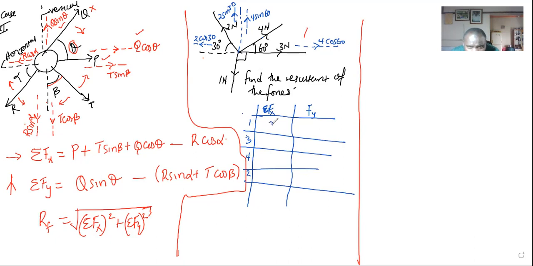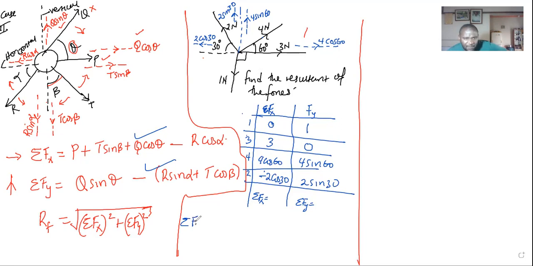For 1, in the horizontal it is 0. In the vertical it is 1 because it is acting only in the vertical. For 3, horizontal is 3, and in the vertical is 0 because it is purely acting in the horizontal. 4 has 4 cos 60 and 4 sine 60. 2 is going east to west, so negative 2 cos 30, and 2 sine 30. Down here, I'll have sum of forces in X, sum of forces in Y.